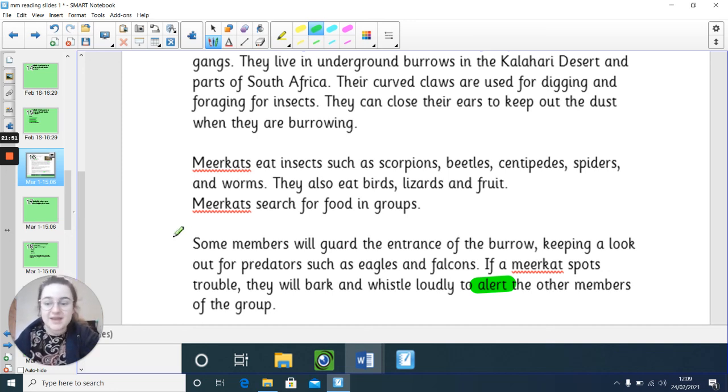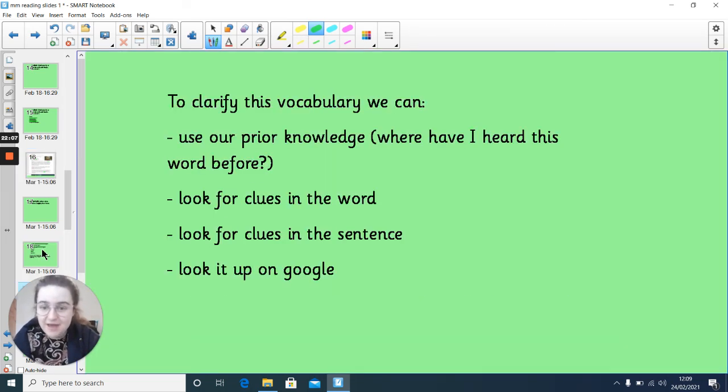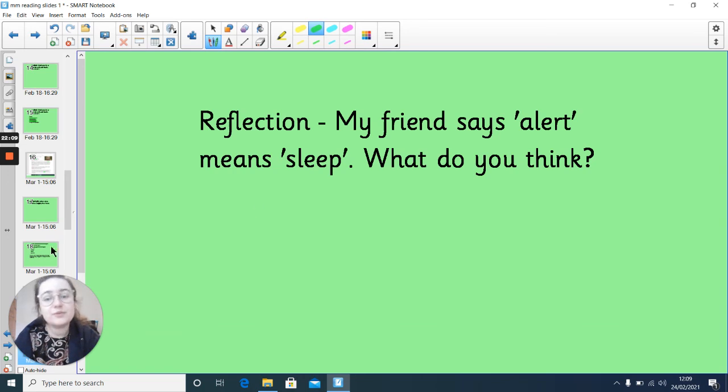They're making the other meerkats alert. They're shouting at them to wake them up to make sure they know what's happening. So the meerkats bark and whistle loudly to alert the other members of the group. They are shouting at them. They are telling them to be careful. So the word alert probably does not mean sleep. I think it means shouting at them, letting them know, telling them what's happening so that they can be careful.